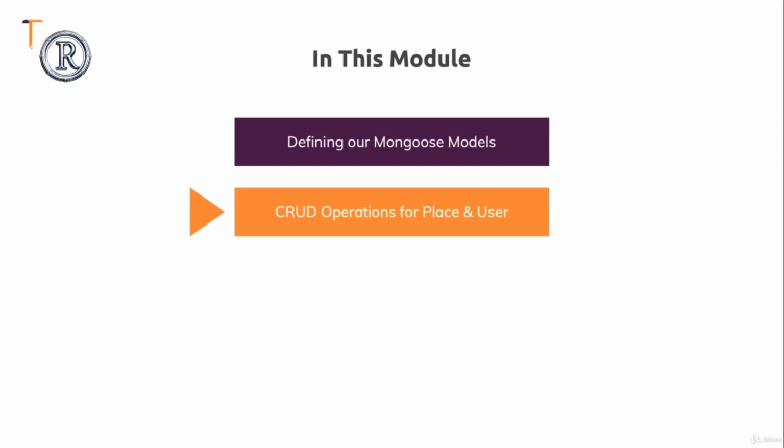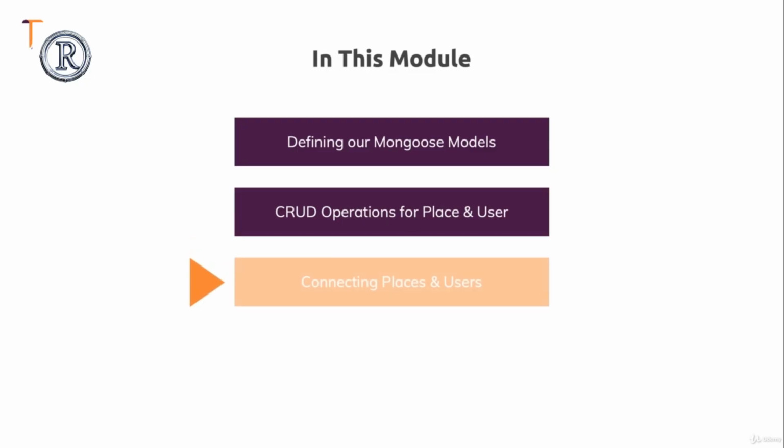CRUD stands for create, read, update, and delete, and these are typical operations you have to do if you want to interact with a database. Finally, we'll also have a look at the relation between places and users. We will establish a connection between these two, because if we, for example, create a new place, then this place should be allocated to a specific user. This logic is missing so far, therefore it's time to implement it. And with that, let's dive into this module.